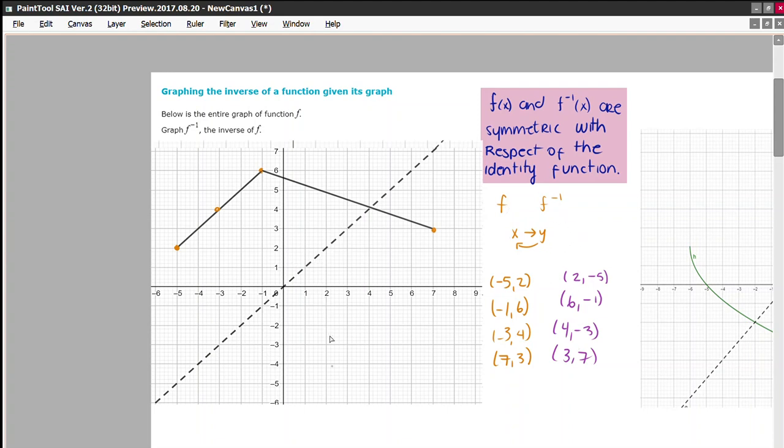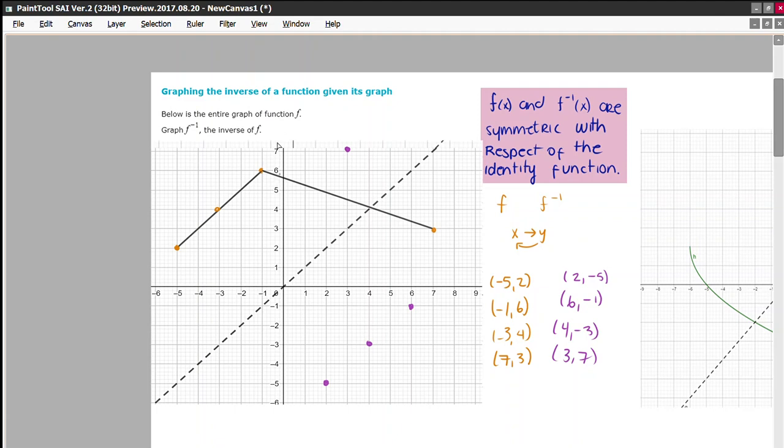2, -5. 6, -1. 4, -3. And 3, 7. So now that I have all these points, I have to know how my graph looks.